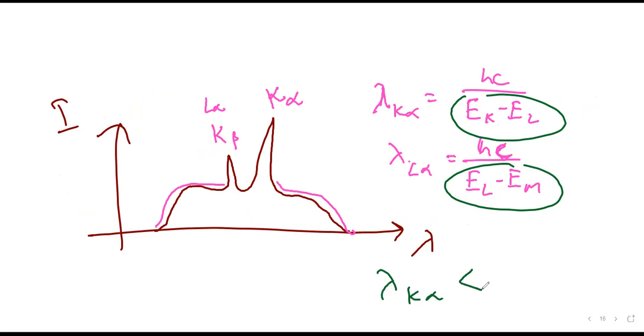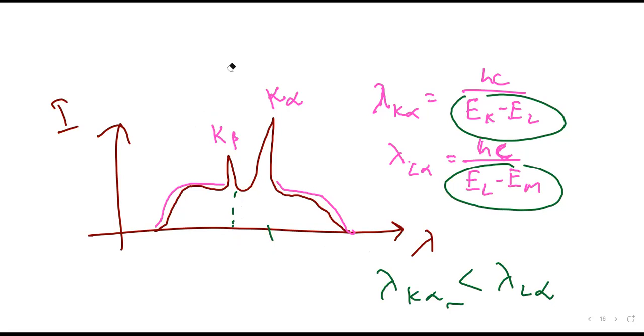Lambda K alpha will be less than lambda L alpha, is it not? Yes. So it is possible. It is not possible, because if I write L alpha, that means this lambda L alpha will be less than lambda K alpha, but it is not the case. So it is not the answer.